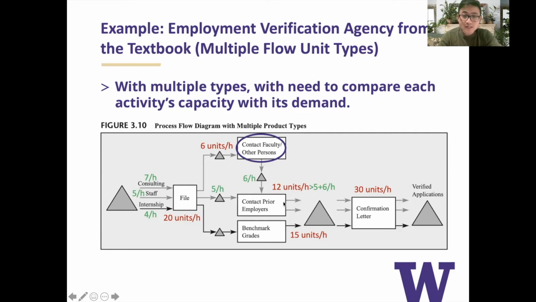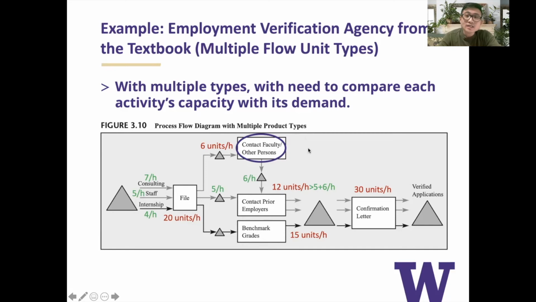So obviously this becomes a bottleneck. But what about contact prior employers? Is this still the bottleneck? Since only 6 can go through per hour, we add 6 here, and then we have 5 from staff applications through this step, and so 5 plus 6 is 11, which is smaller than 12. So this resource can totally handle 11 applications. So this is not the bottleneck, and this is.